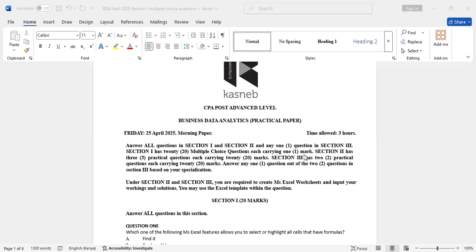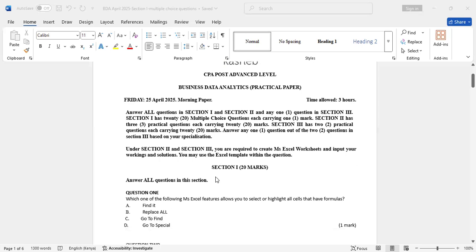Each carrying 1 mark. Then section 2 has 3 practical questions, each carrying 20 marks. Section 3 has 2 practical questions, each carrying 20 marks. So answer any one question out of the 2 questions in section 3 based on your specialization. That's where you choose the question based on your specialization.